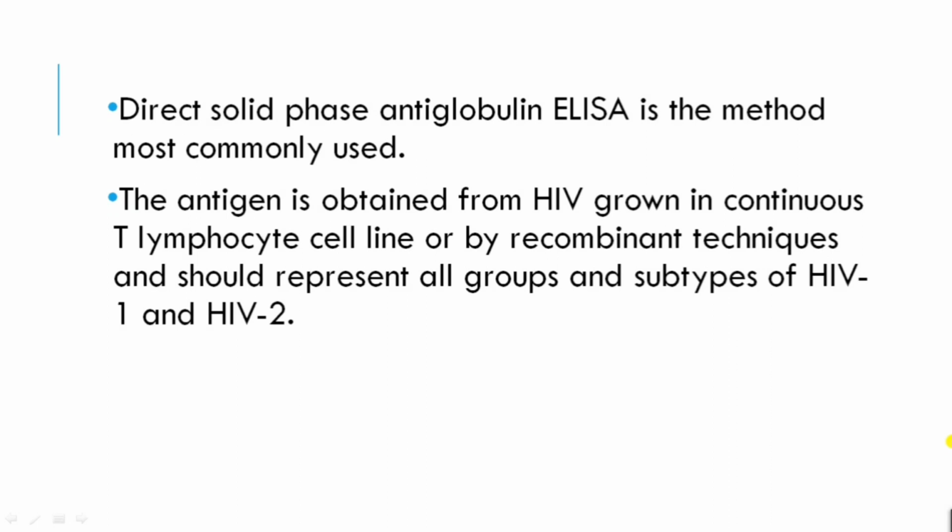And the direct solid phase antiglobulin ELISA is the type or method most commonly employed in screening HIV patients. The antigen is obtained from HIV grown in continuous T lymphocyte cell line, or it can also be prepared by using recombinant DNA techniques. This antigen should represent all groups and subtypes of HIV-1 and HIV-2.